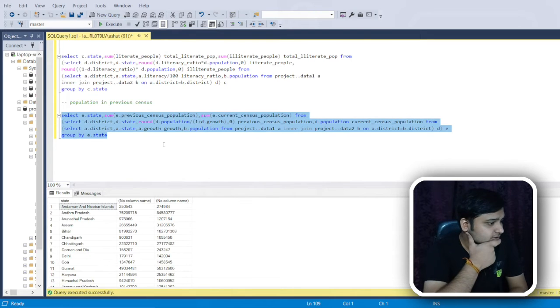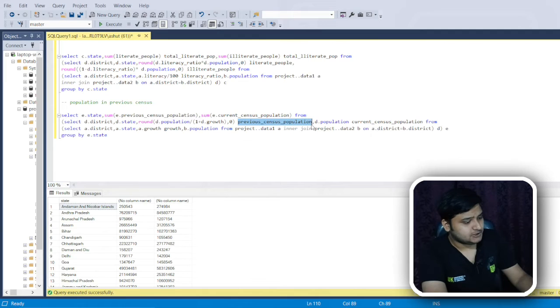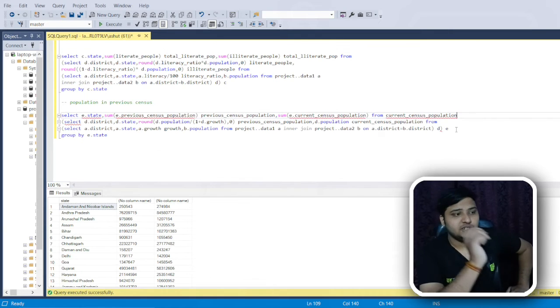And you can see we have got the answer here. So into the very first column we have the previous census population of the state, and into the next column we have this census population of the state, that is the current census population. So what if I want to get the total population of India into the previous census and the current population of India into this census? So let us see how to do that.